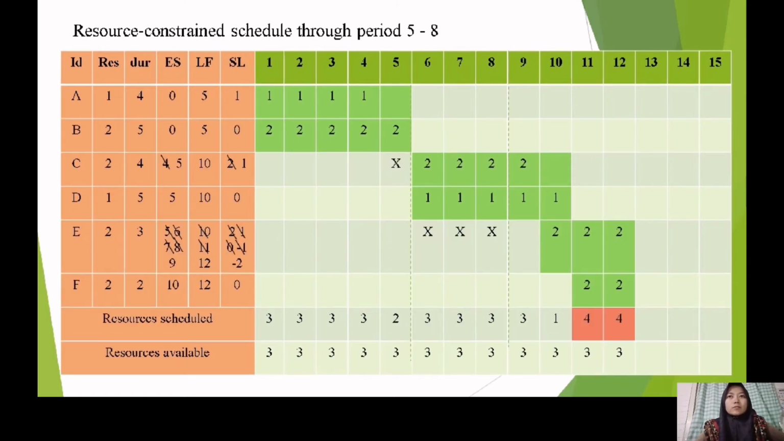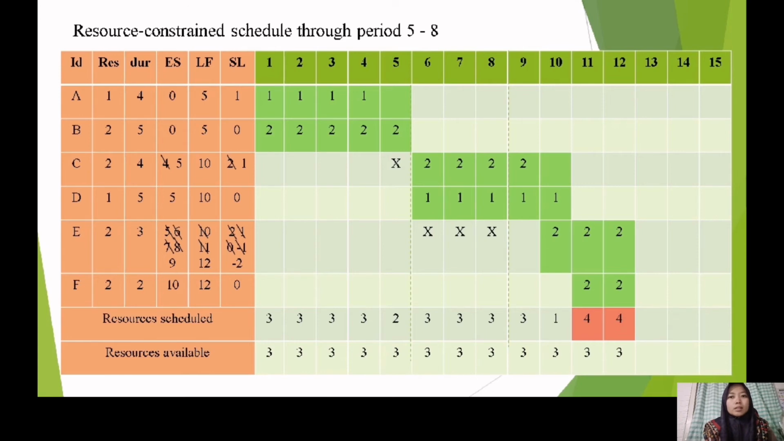So after that, we move to the next slide, the resource constrained schedule through day 6 until 8. As we know from the previous slide, for day 6 until day 8 the resource schedule exceeds the resource available, so we should choose between activity C, D, or E that the resources will be shifted. Between activity C and E, for solution 1, we choose activity E to be shifted.